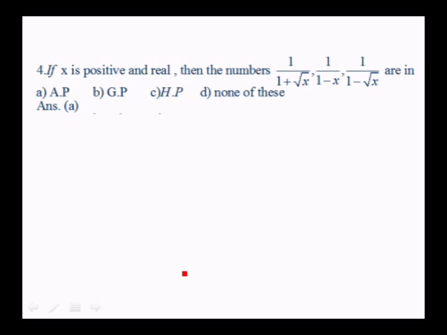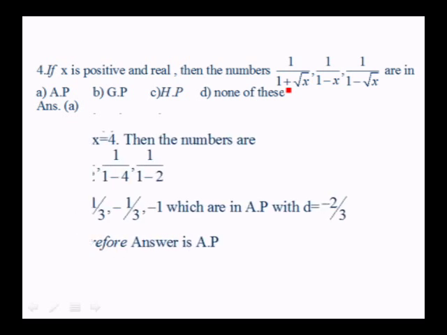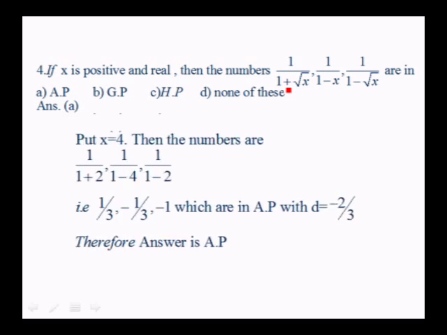A couple of examples. If x is positive and real, then the numbers 1 over 1 plus root x, 1 over 1 minus x, 1 over 1 minus root x are in AP, GP, HP, or none of these. So if you consider these three numbers, if you put x equals 1, the second becomes 0, so let us avoid x equals 1. If I put x equals 4, then the numbers are 1 over 1 plus 2, 1 over 1 minus 4, 1 over 1 minus 2, or 1 by 3, minus 1 by 3, minus 1, which are in AP with d equals minus 2 by 3. Therefore, the answer is AP. AP is the answer. So, answer A.